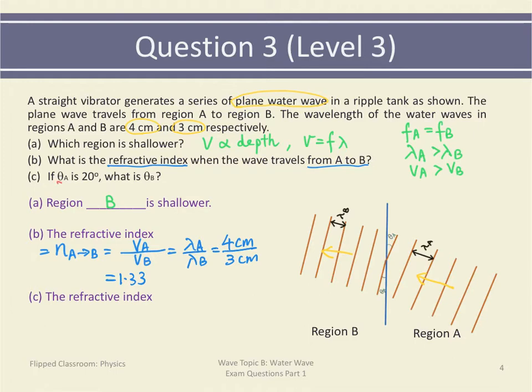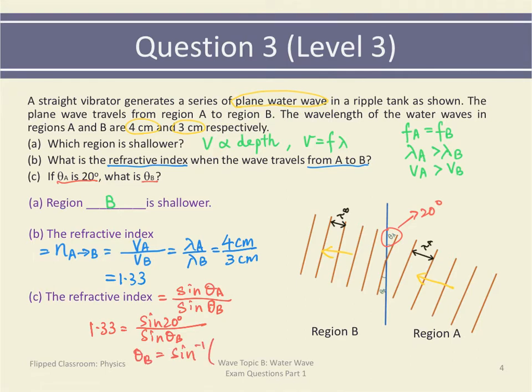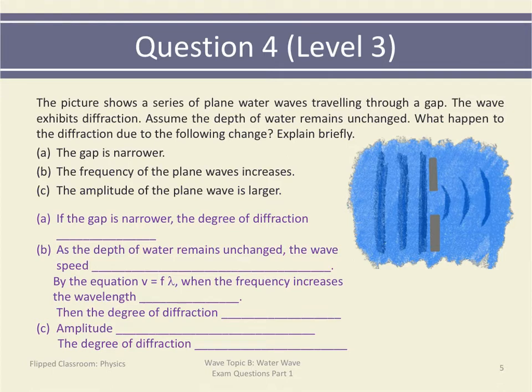In part C, you are given that theta A here is 20 degrees and you are asked to find theta B. Then we have to use the refractive index again because it can also be calculated by sine theta A over sine theta B. So we have 1.33 equal to sine 20 degrees over sine theta B. Then we can find theta B is inverse sine of sine 20 degrees over 1.33. So it is equal to 14.9 degrees.